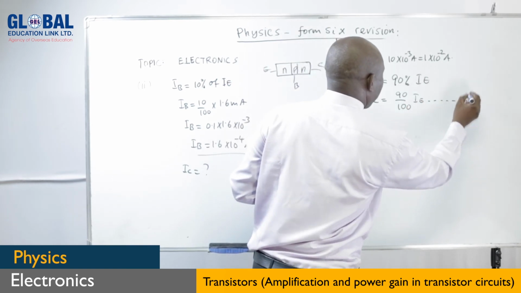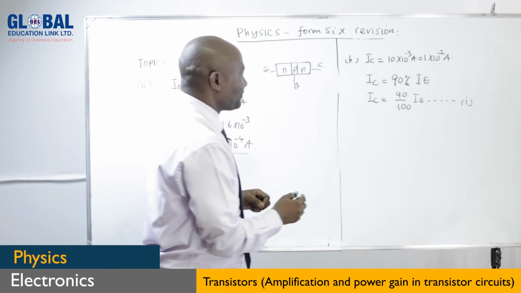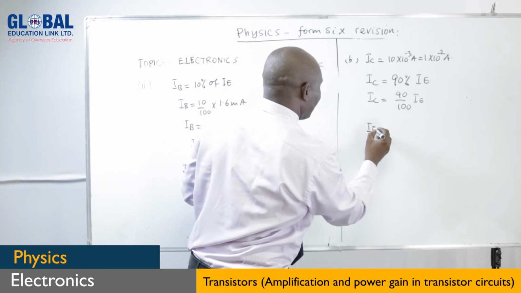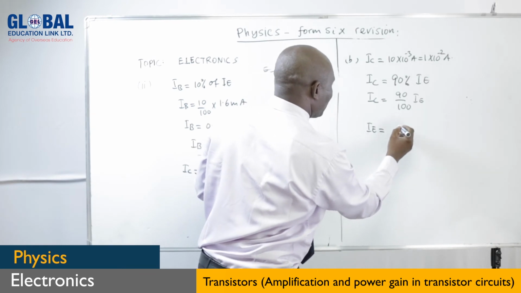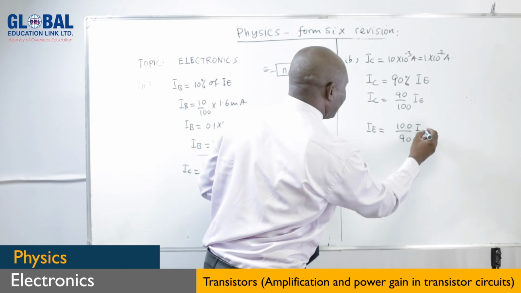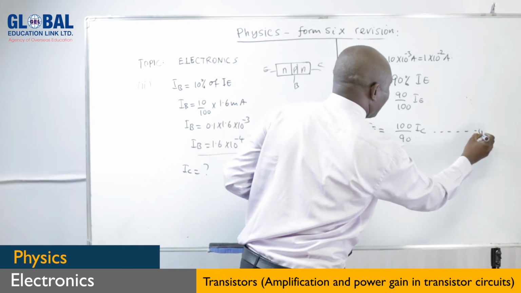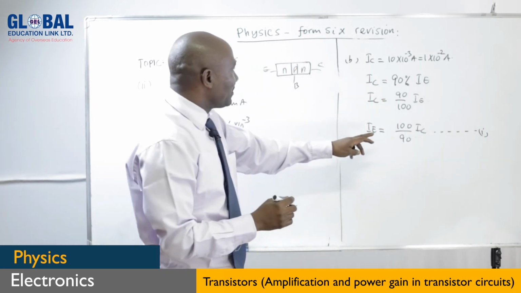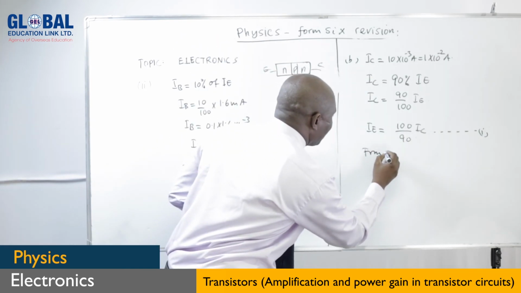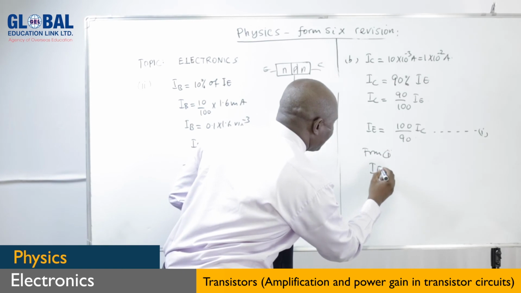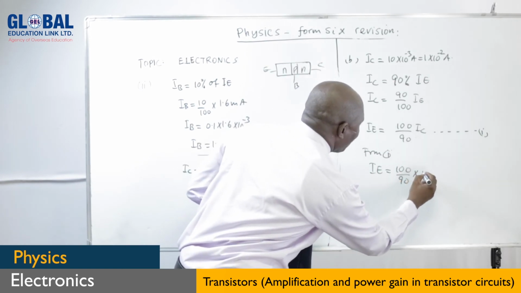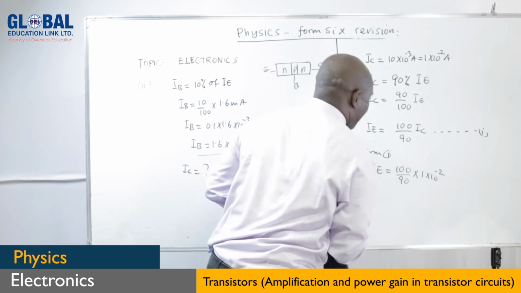Call this equation number 1. Even here you can make arrangements. You can find what IE is. IE equals 100 over 90 IC. That is number 2, I think. Because IC is given, from number 2 you can find IE equals 100 over 90 times 1 times 10 power -2.